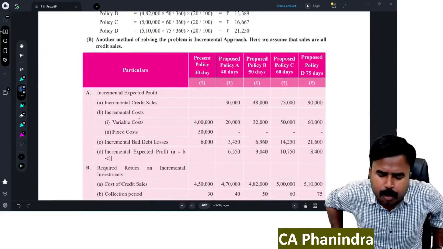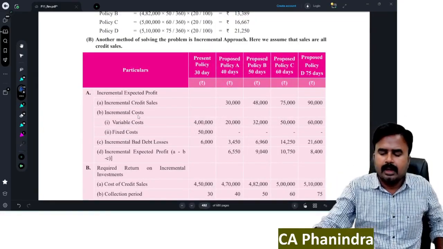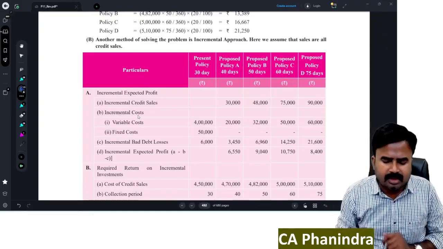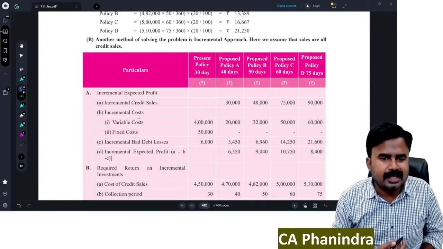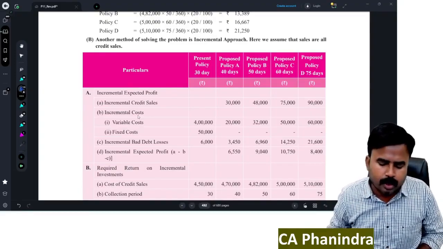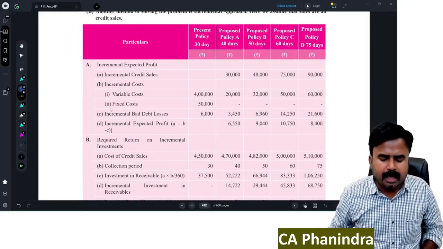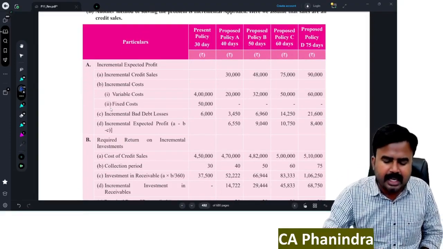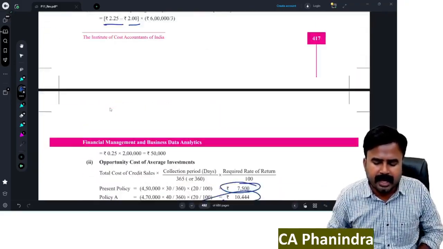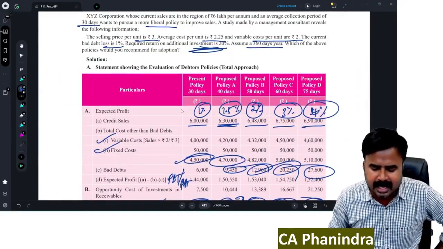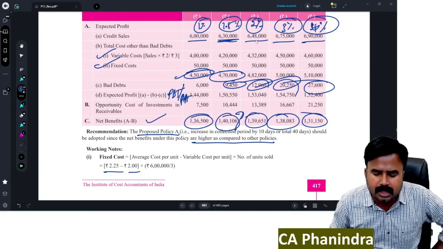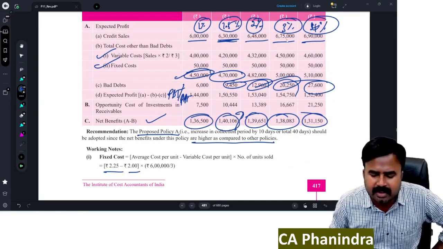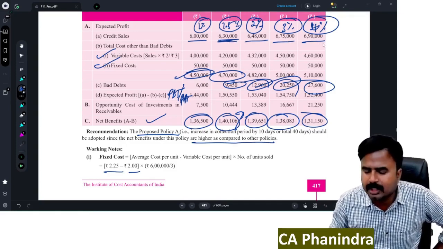Another method of solving the problem is the incremental approach, if you remember. Okay. Here we assume that sales are credit sales. Of course, all the sales given in the problem itself are credit sales. Otherwise, we cannot handle this problem. Okay. Now, under the incremental approach, what is my first job? Write the incremental sales. Have you observed one thing? My existing credit sales is 6 lakhs. By choosing policy A, I'll get an additional sales of 30,000. B, 48,000. C, 75,000. D, 90,000.